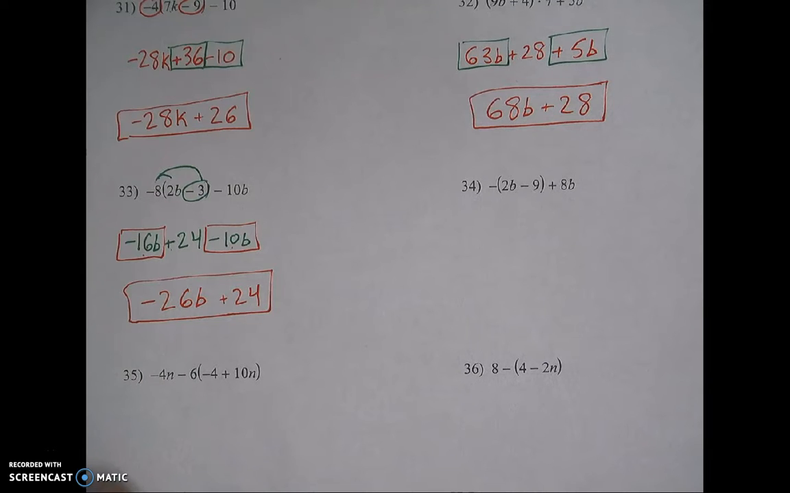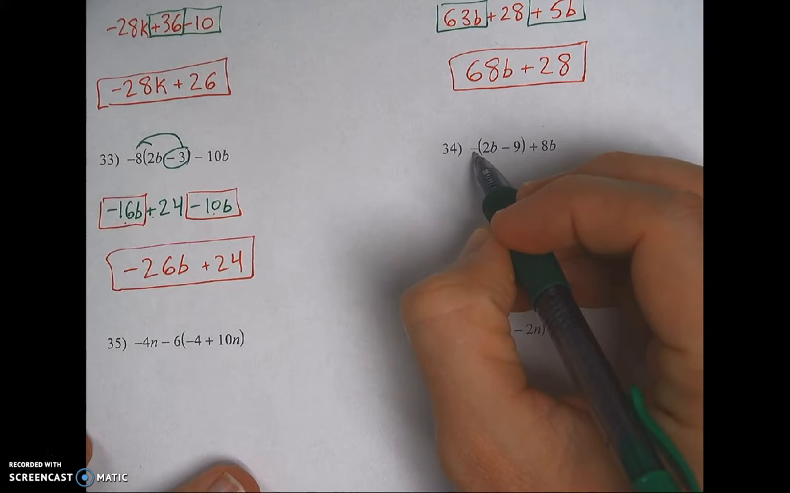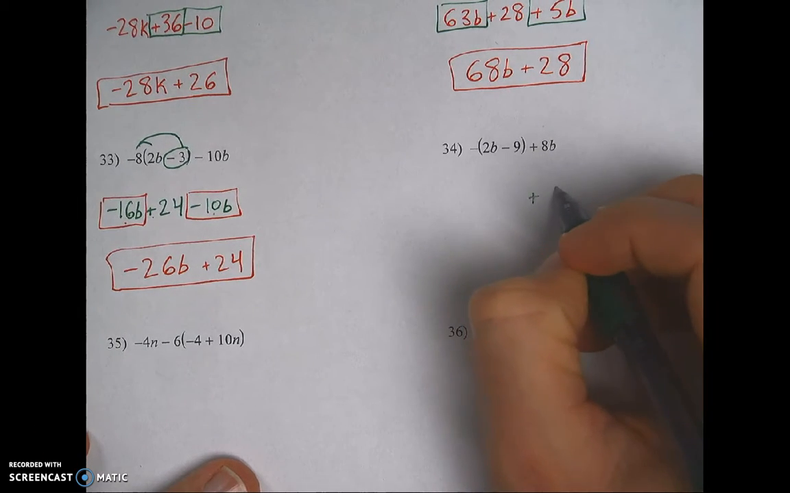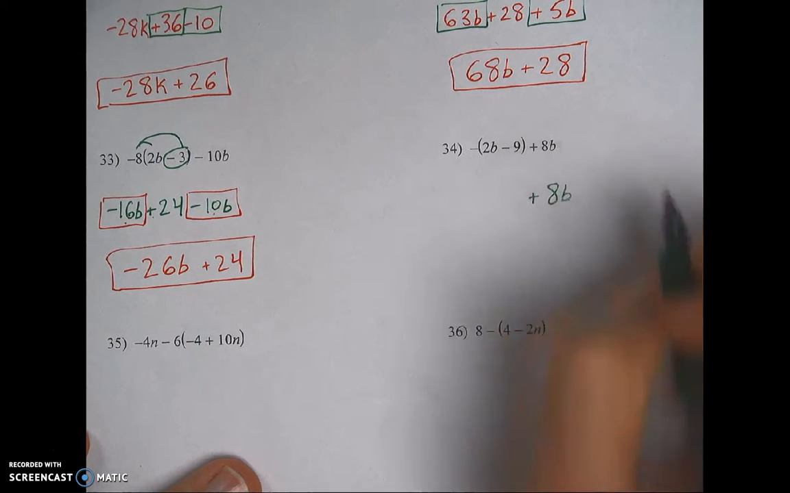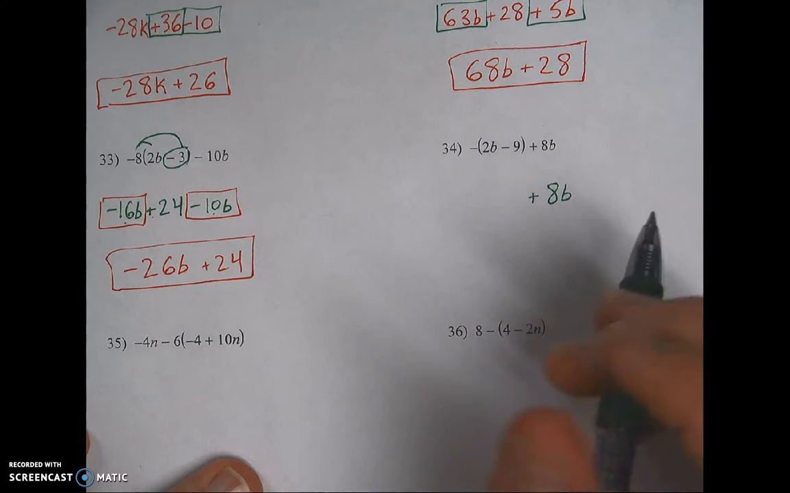When we look at 34, 34 has this minus that's in front. The plus 8b is not affected. The plus 8b is what's coming down. So we need to do something with this negative. We've talked about this already.